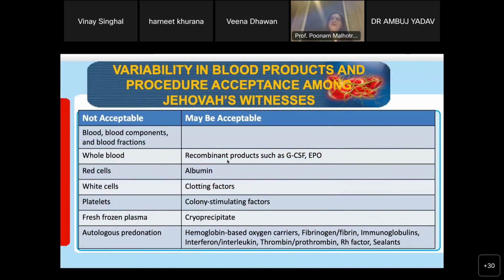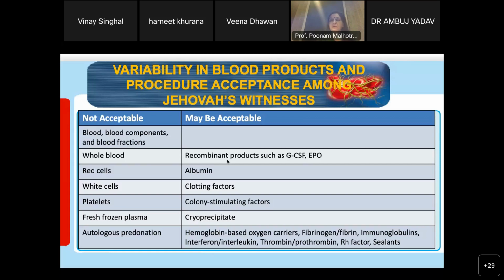There is a lot of variability in blood product and procedure acceptance even amongst Jehovah's Witnesses. These are patients who refuse to have blood. Now, in these, what do we use? Instead of whole blood, we use recombinant factors such as erythropoietin. Instead of red cells, we use albumin. Instead of white cells, we use clotting factors. Instead of platelets, we have colony stimulating factors. For fresh frozen plasma, we can give them cryoprecipitate, and for autologous pre-donation, we give hemoglobin-based oxygen carriers.